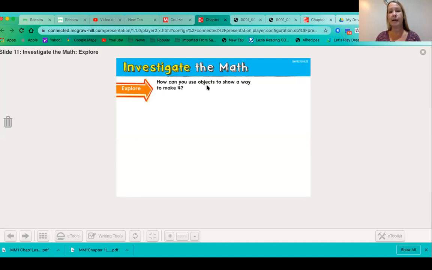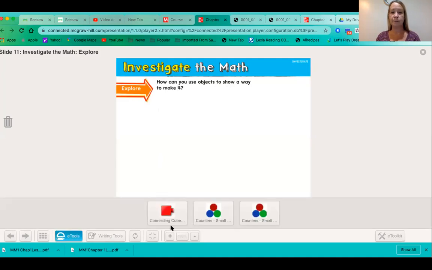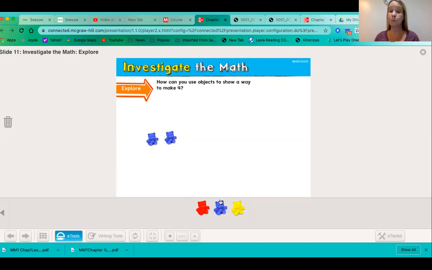How can you use objects to show a way to make 4? Well, I'm going to use some counters, some bears, and I'm going to make 4. So if I have 2 blue bears and 2 yellow bears, that makes 4. I also could use 1 blue bear and 3 yellow bears to make 4.